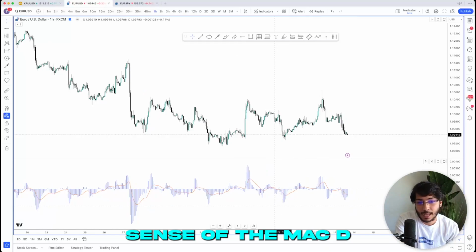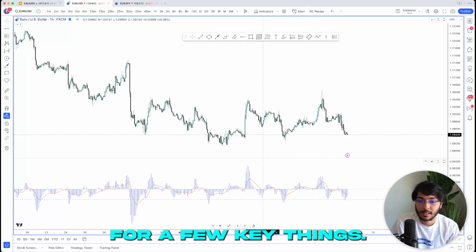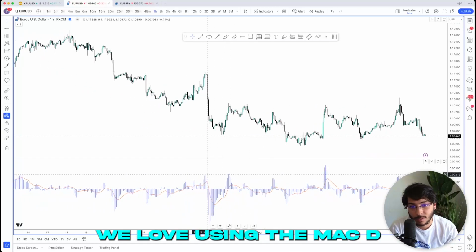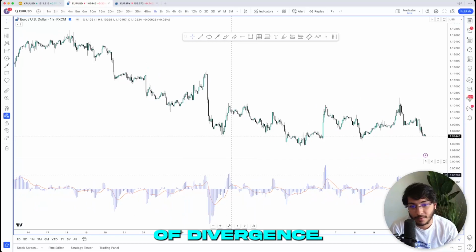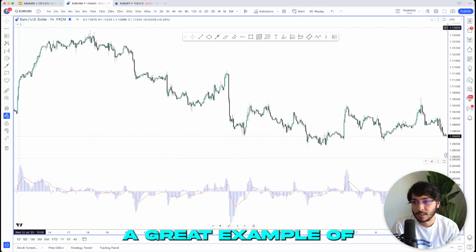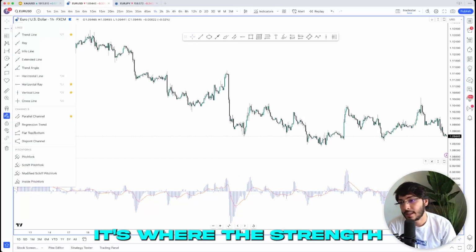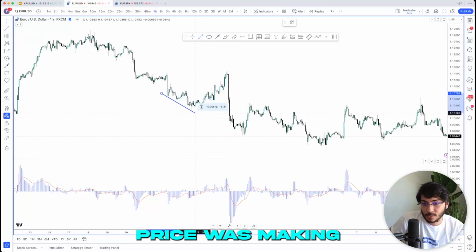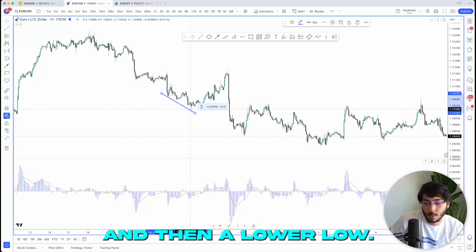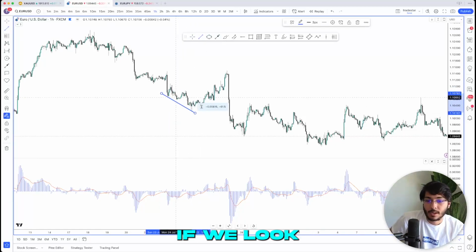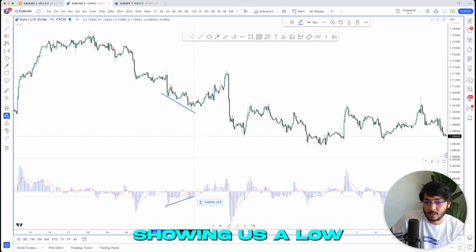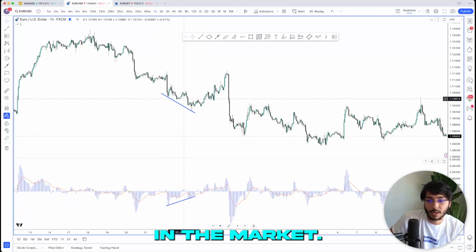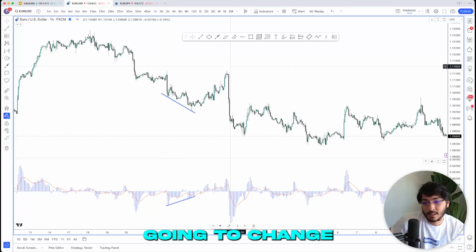In the sense of the MACD, we'll use it for a few key things. The biggest thing really is divergence, right? We love using the MACD in the sense of divergence. A great example would be very simple. It's where the strength and the market are not doing the same thing. So right now we can see that price was making a lower low and then a lower low. This low is lower than the previous low. If we look at the MACD, it's actually showing us a low and then a higher low. So that's an indication of divergence in the market. Usually that's an indication that price is going to change directions.